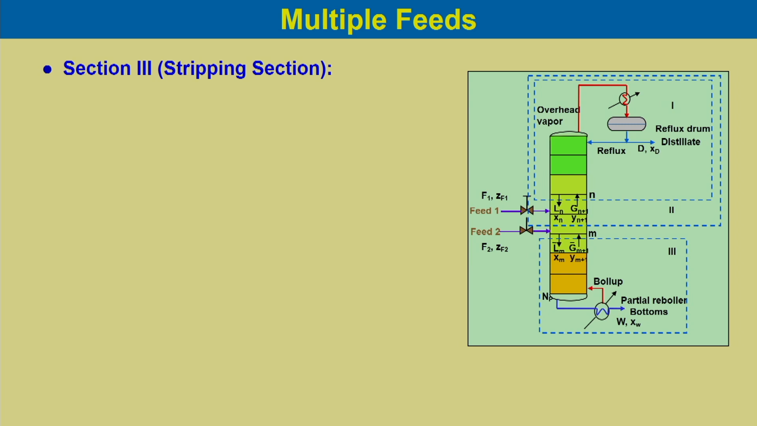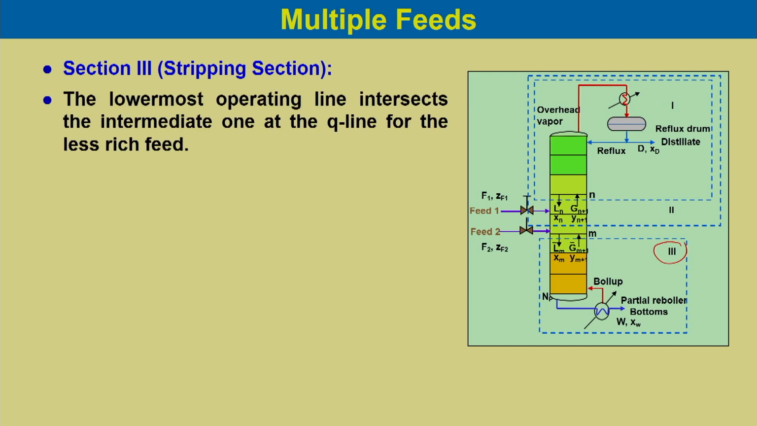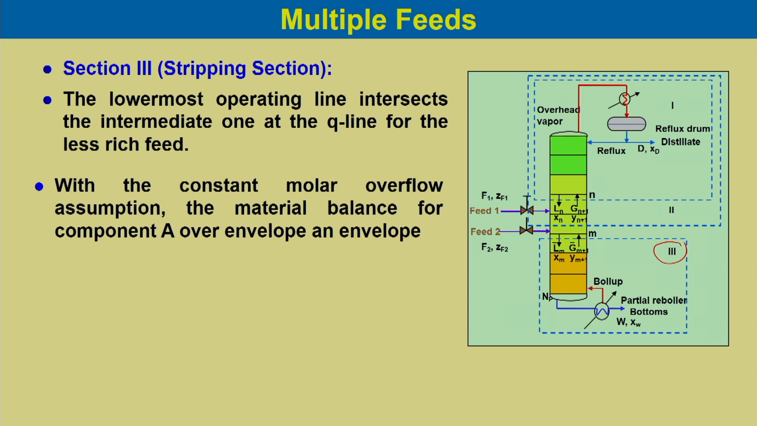Now, if we take the other section, that is envelope 3, which is below the feed tray 2, the lowermost operating line intersects the intermediate one at the Q line for less rich feed. So, with the constant molar overflow assumptions, the material balance for envelope 3, we can write L bar x m would be equal to G bar y m plus 1 plus W x w.